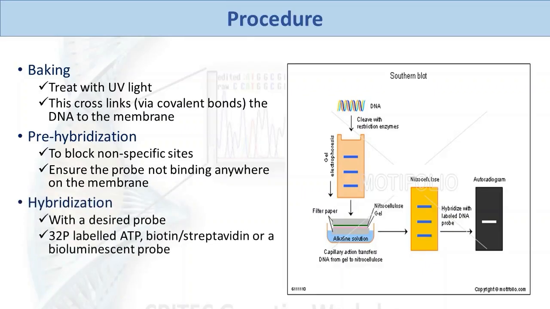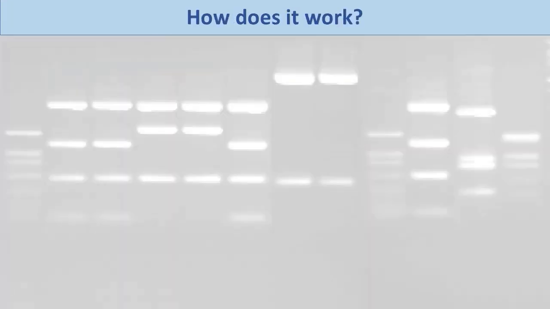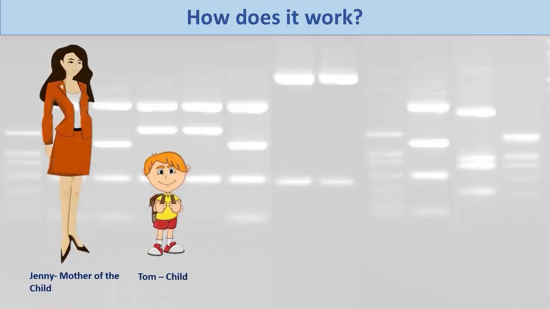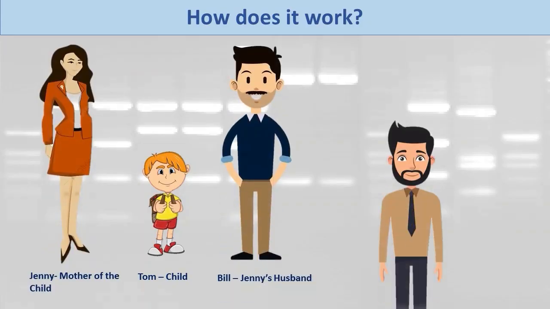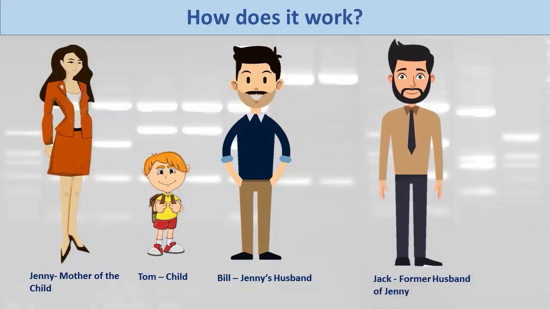Hybridization is the next step where the DNA are hybridized with the desired probe. And finally, results can be observed by autoradiogram. Now let's see how this analysis works. Assume that there's a child named Tom who lives with his mom, Jenny, and her husband, Bill. Well, one day, Jack, who is the former husband of Jenny, came and wanted to find out the biological father of Tom.